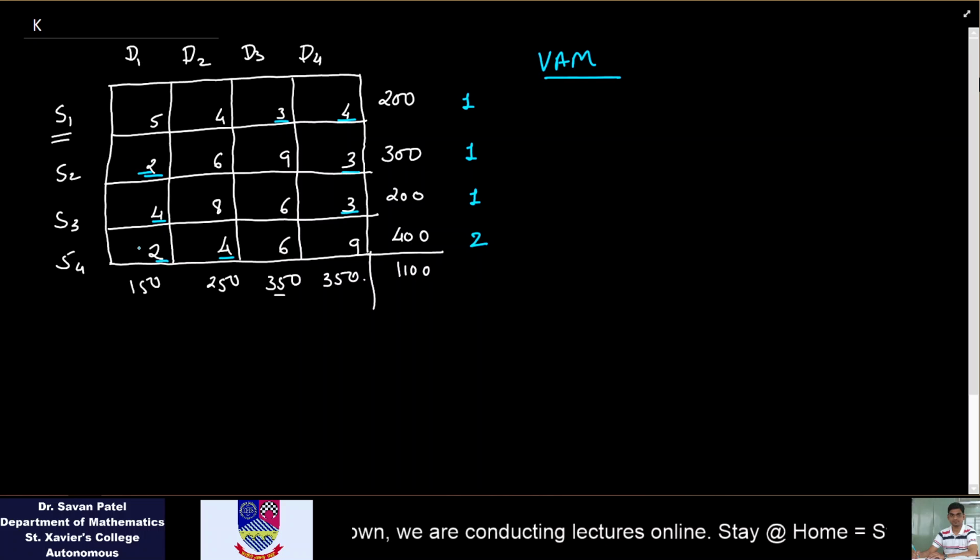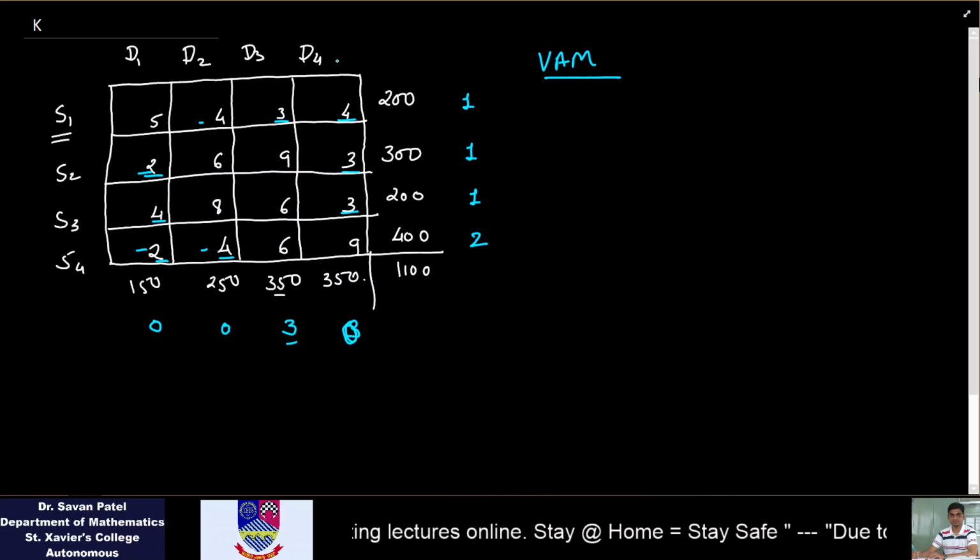Here minimum is 2 and next minimum again 2, so the difference is 0. Here minimum is 4 and next minimum is again 4, so the difference is 0. Minimum is 3, next minimum is 6, so the difference is 3. Minimum is 3 and next minimum is also 3, so the difference is 0. So our maximum number is this.